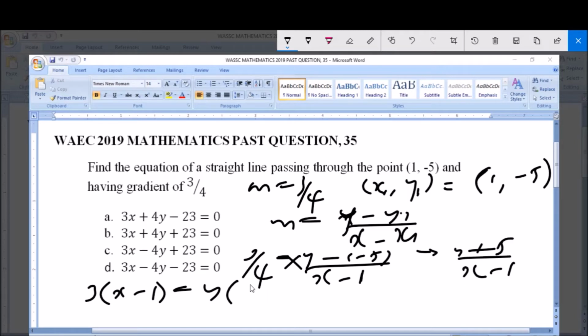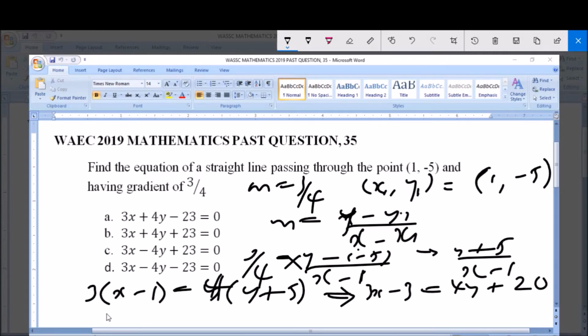So by cross multiplying, I say 3 into x minus 1 equals 4 into y plus 5. If we solve further, we have that 3 times x gives you 3x, and 3 multiplied by minus 1 gives you minus 3. This is equal to 4 multiplied by y, which gives you 4y, plus 4 multiplied by 5, which gives you 20.